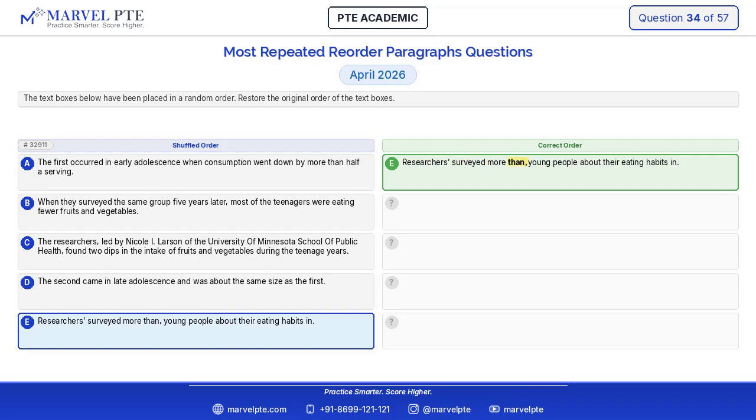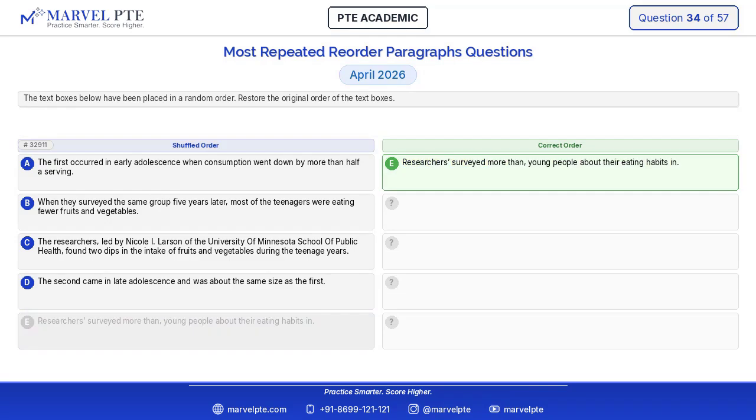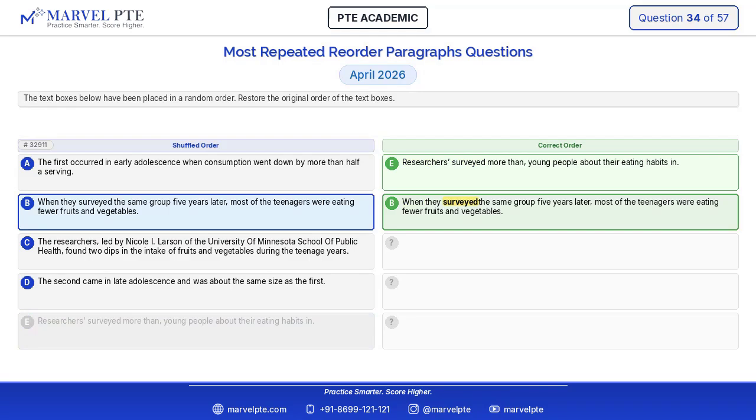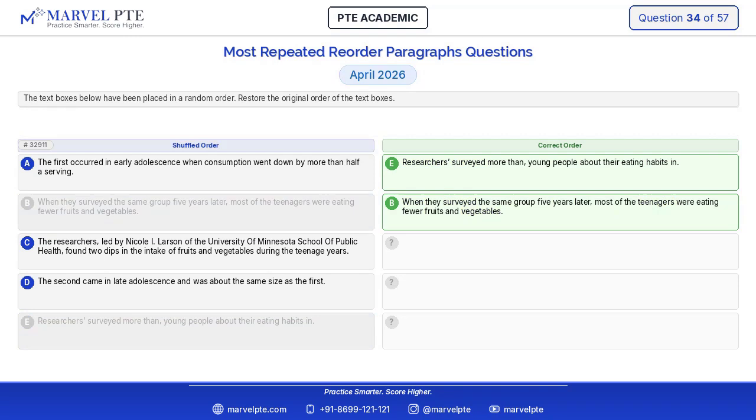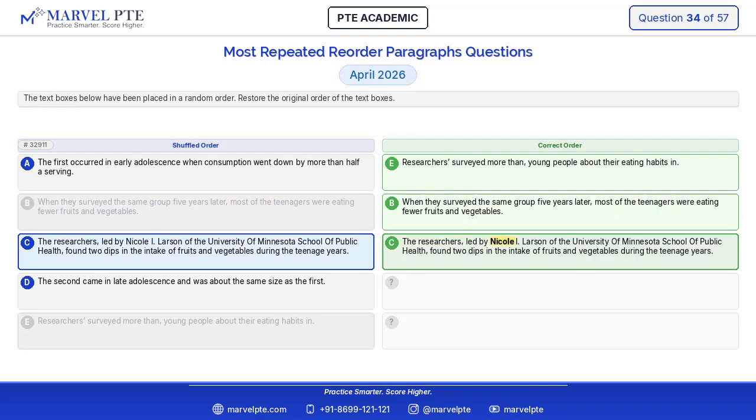Researchers surveyed more than young people about their eating habits. When they surveyed the same group 5 years later, most of the teenagers were eating fewer fruits and vegetables. The researchers, led by Nikolai Larson of the University of Minnesota School of Public Health, found 2 dips in the intake of fruits and vegetables during the teenage years.